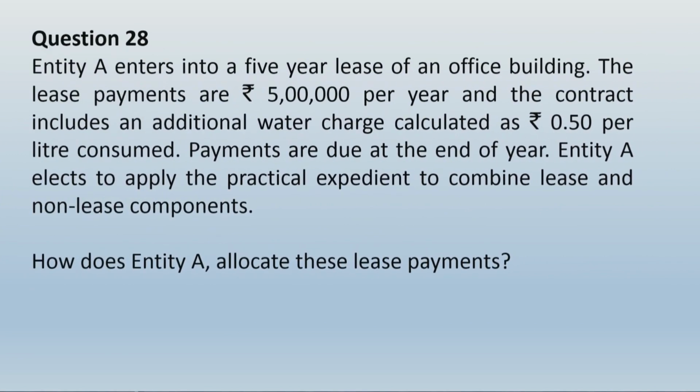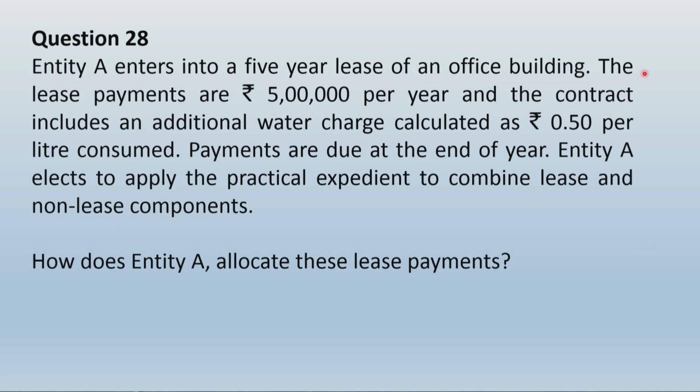Entity A enters into a 5-year lease of an office building. The lease payments are rupees 5 lakh per year and the contract includes an additional water charge calculated as rupees 0.50 per litre consumed. Payments are due at the end of the year. Entity A elects to apply the practical expedient to combine lease and non-lease components. How does Entity A allocate these lease payments? Now this is definitely very simple for you after solving the earlier question.